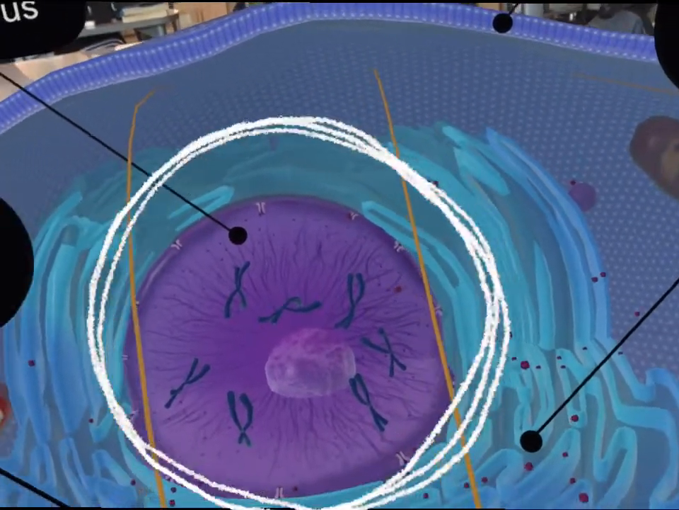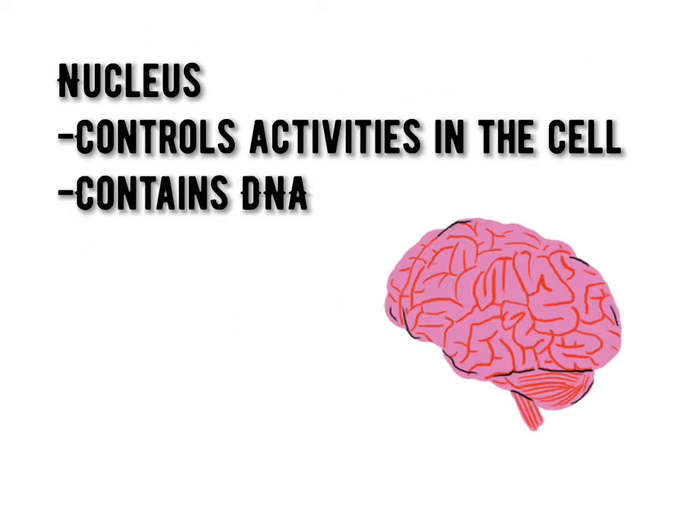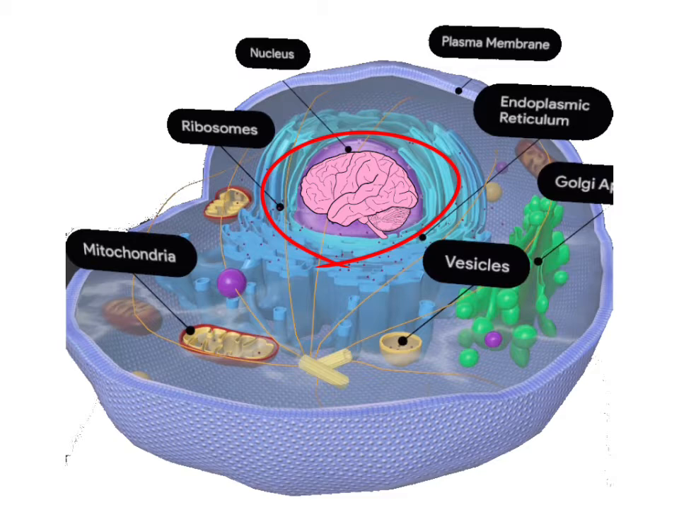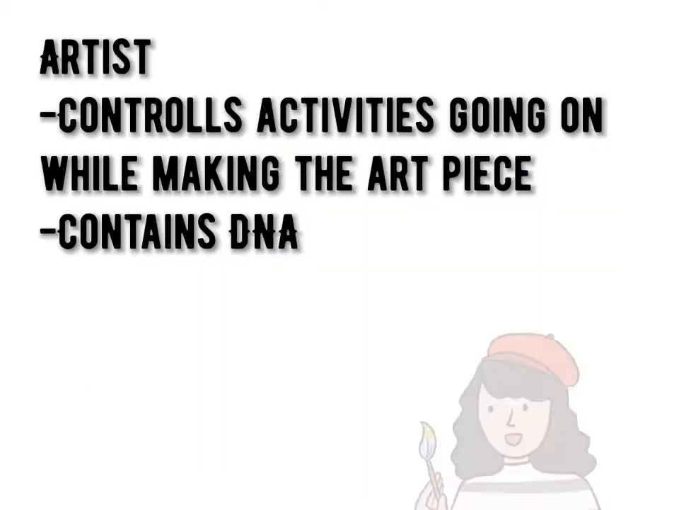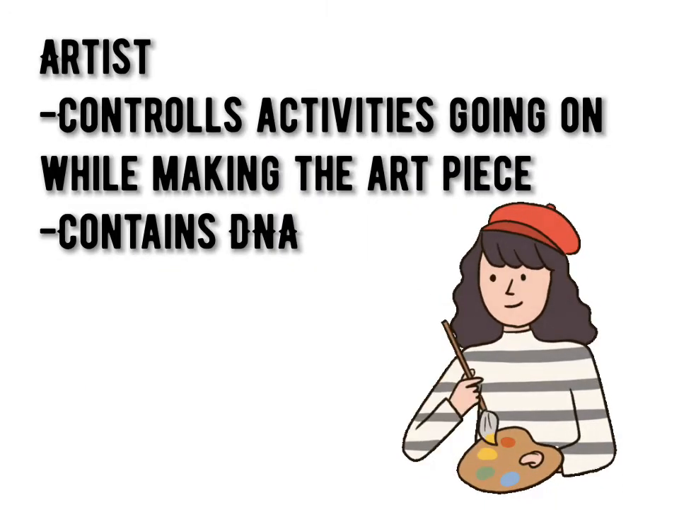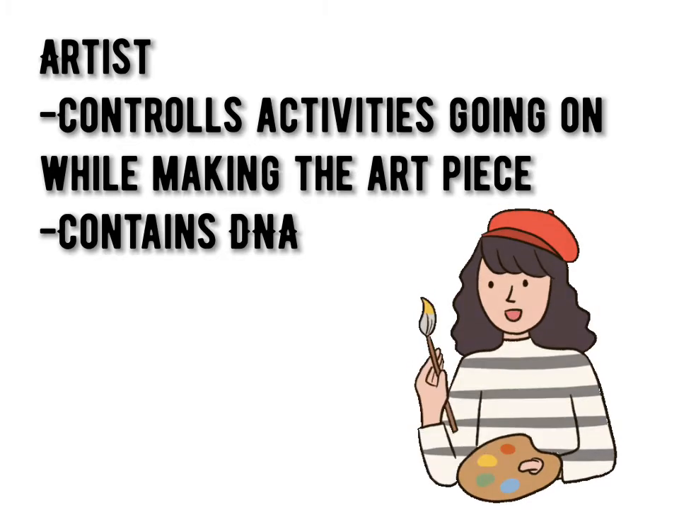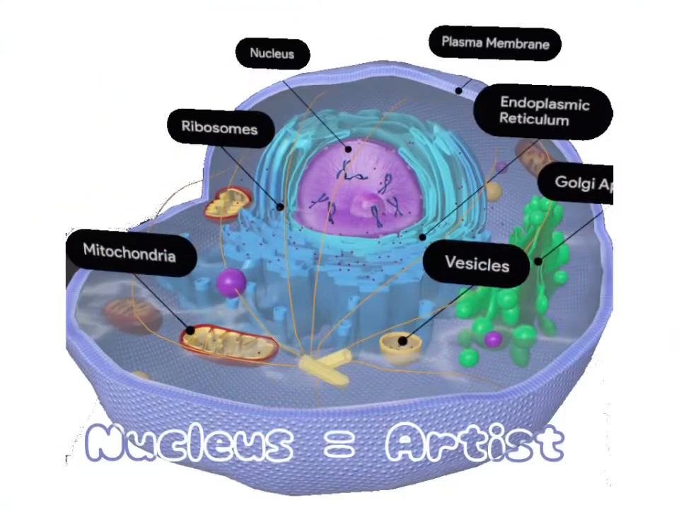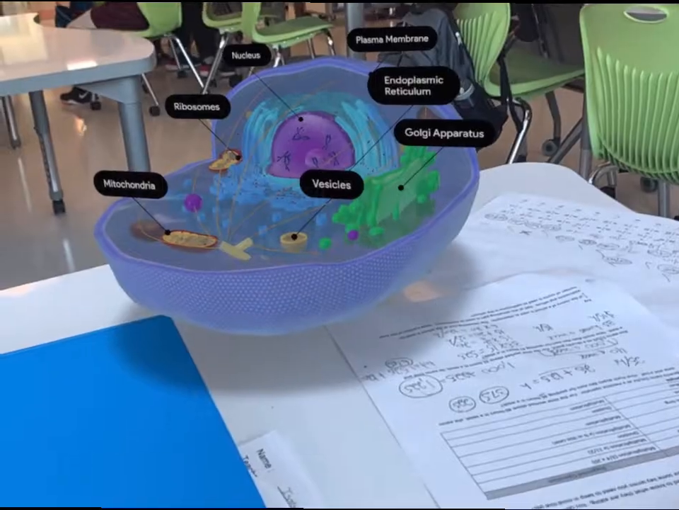This part is the nucleus. The nucleus controls activities going on in the cell, contains the DNA, and is the brain of the cell. The artist controls activities going on when making art, contains DNA, and is the brain of art making. So the nucleus would be the artist.